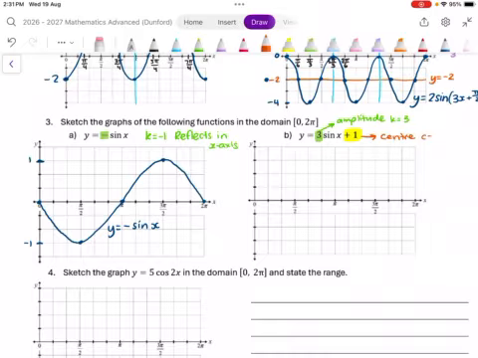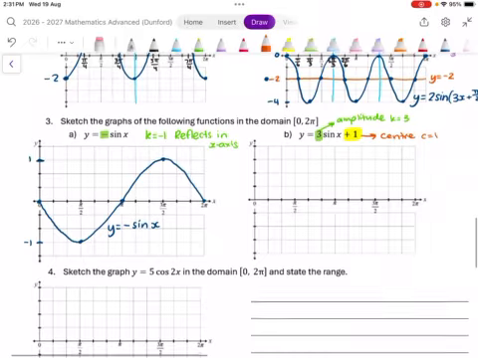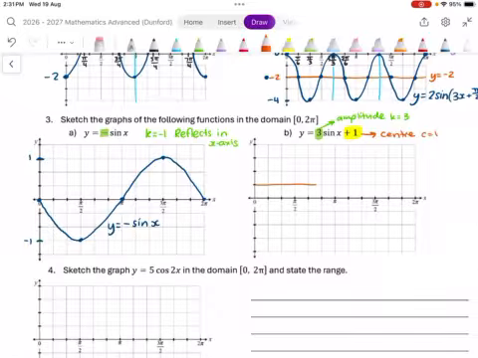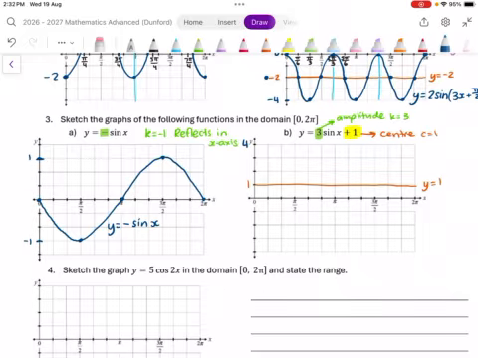The centre is c equals 1, so 1 unit up. So we're going to draw a line at where true 1 is, y equals 1. Okay, and then how do I find my maximum and my minimum points? I'm going to add 3 to my centre and I'm going to minus 3. So when I add 3 to my centre, I get 4. And when I minus 3, I get minus 2.